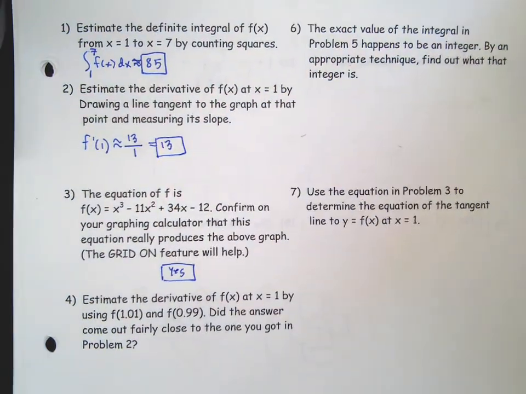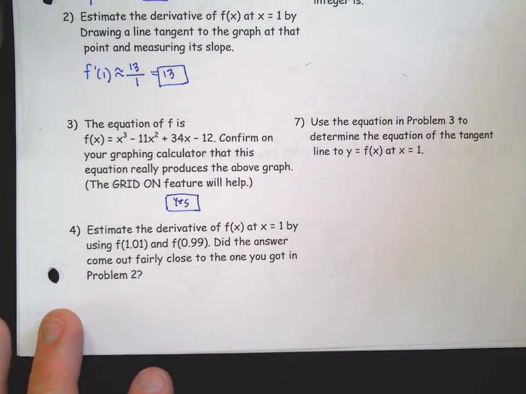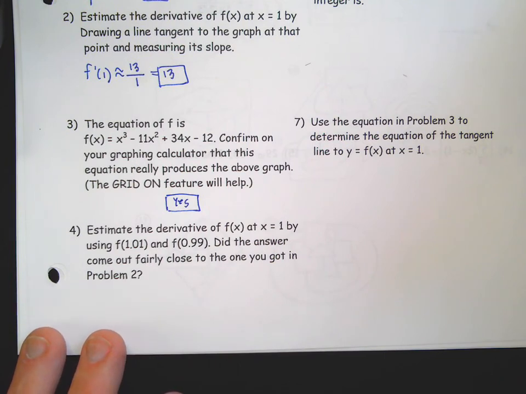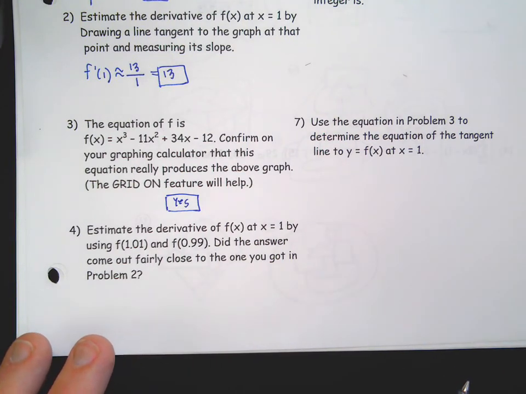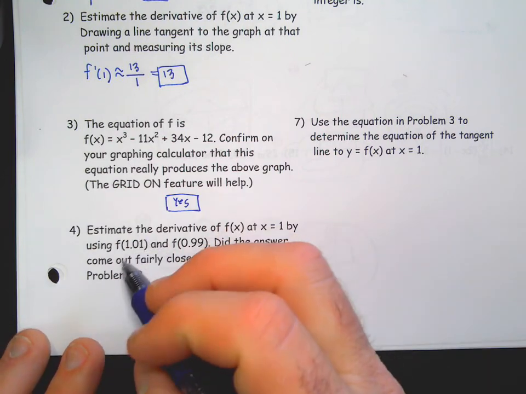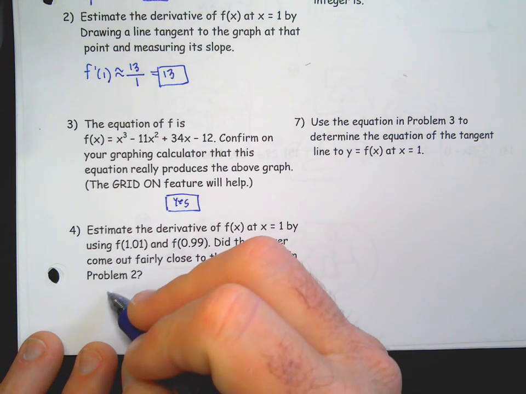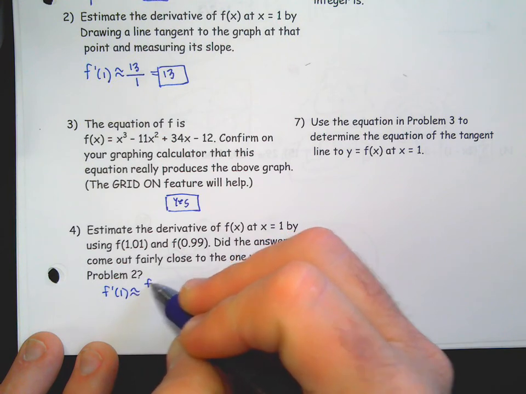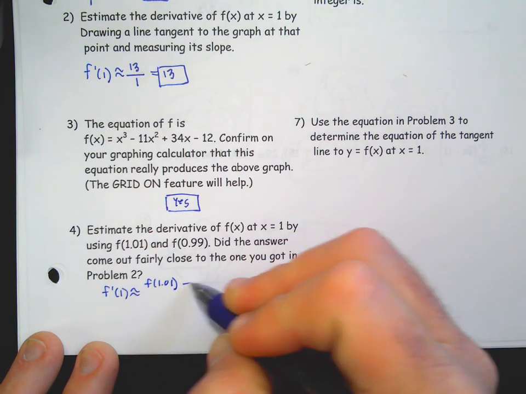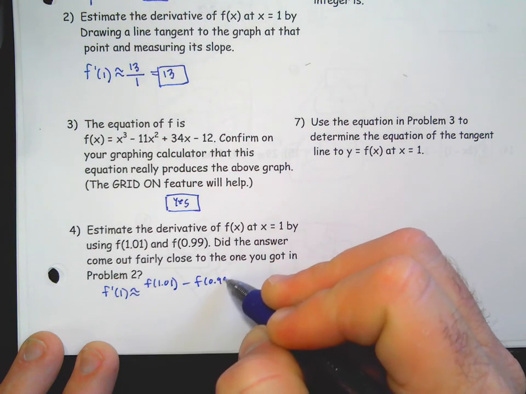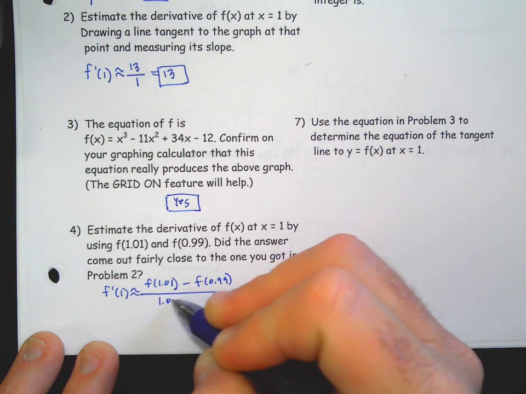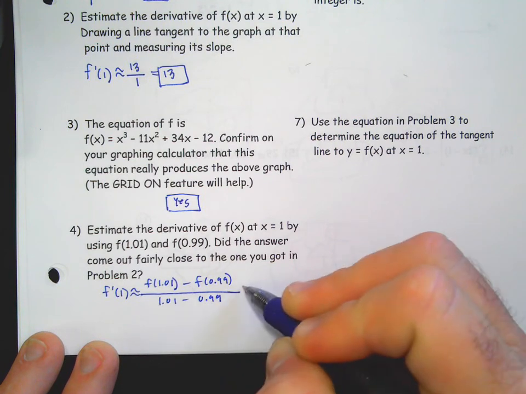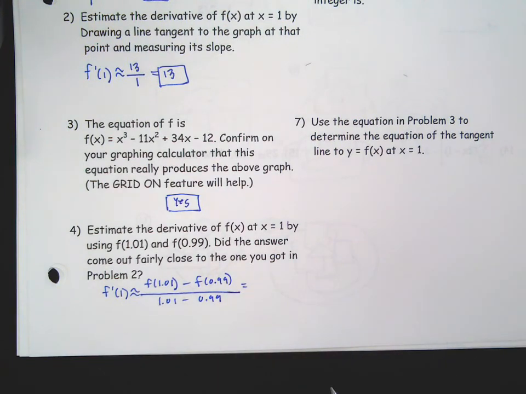Okay. Number 4, estimate the derivative of f(x) at x equals 1 by using f(1.01) and f(0.99). Did the answer come out fairly close to the one you got on problem 2? So what we're saying is that f prime of 1 is approximately f of 1.01 minus f of 0.99 over 1.01 minus 0.99. So that's generally how we estimate derivatives from a table.